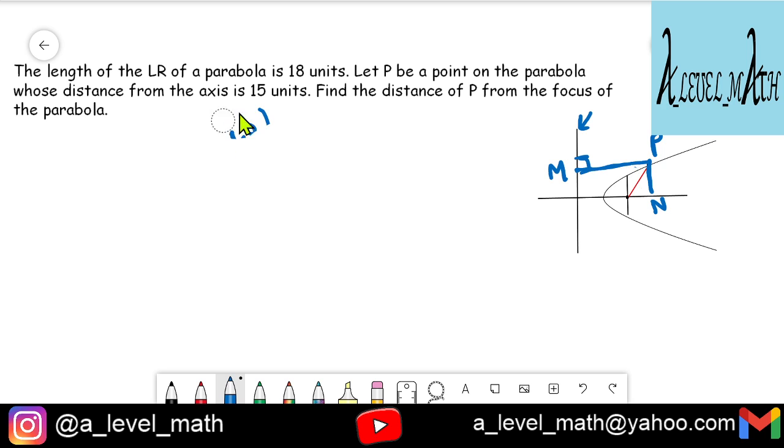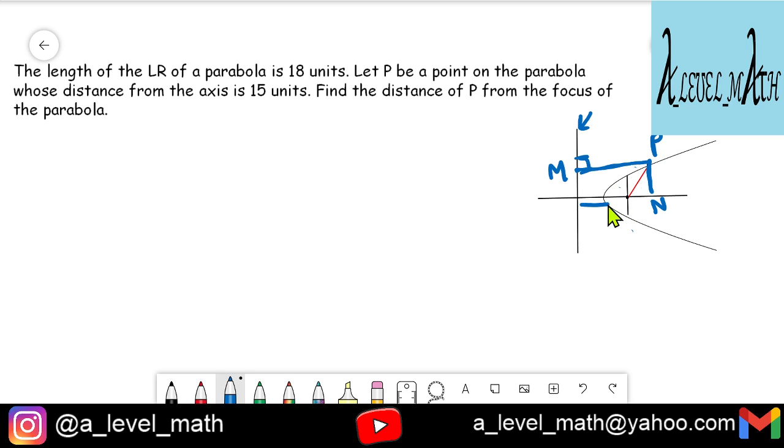So if I know that the length of the latus rectum is 18 units, that means that the distance from the vertex to the focus will be 1/4 of this distance. That means 18 divided by 4. And if I want to find out the distance from here to here, so we know that this distance is actually equal to this distance. Why so? Because by definition, any point on the parabola maintains equal distance from the focus as well as the directrix. So this distance is equal to this distance, and if we already know that this distance is a, then this distance is also a.